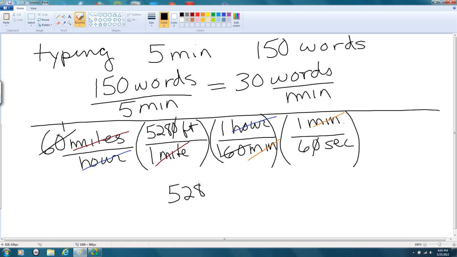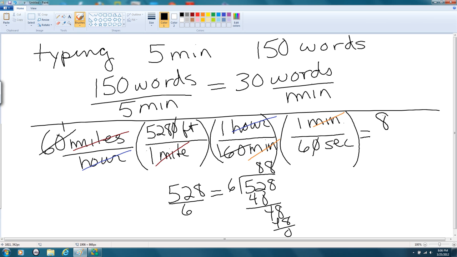So I'm going to do this divided by 6. 528 divided by 6: 8 goes in there, 8 times 6 is 48, and that gives me 4 and an 8. This is going to come out really nice. And I get another 8. And so I now know that 60 miles per hour is equal to 88 feet per second. Okay, that's a complicated one.